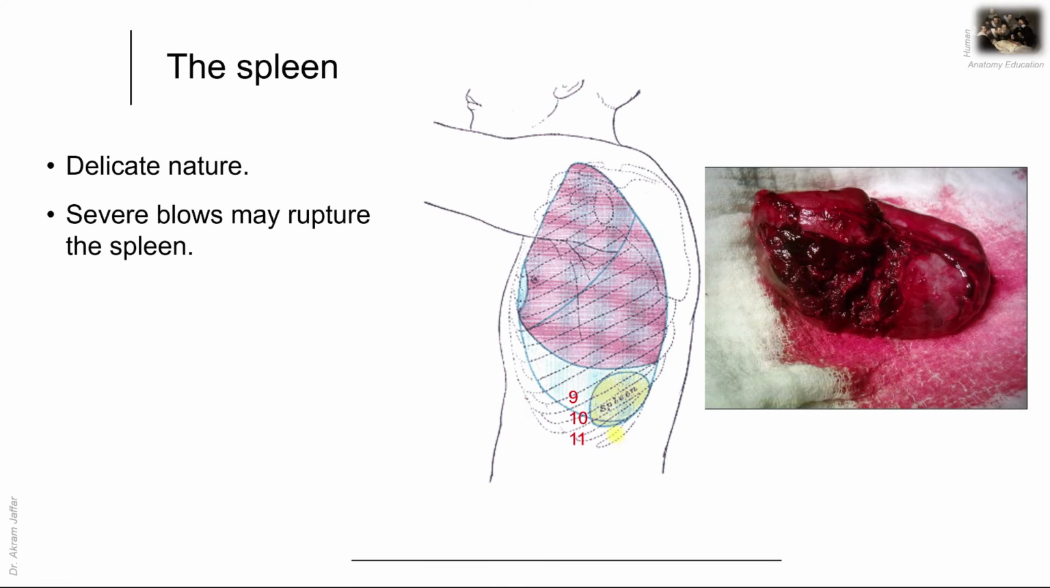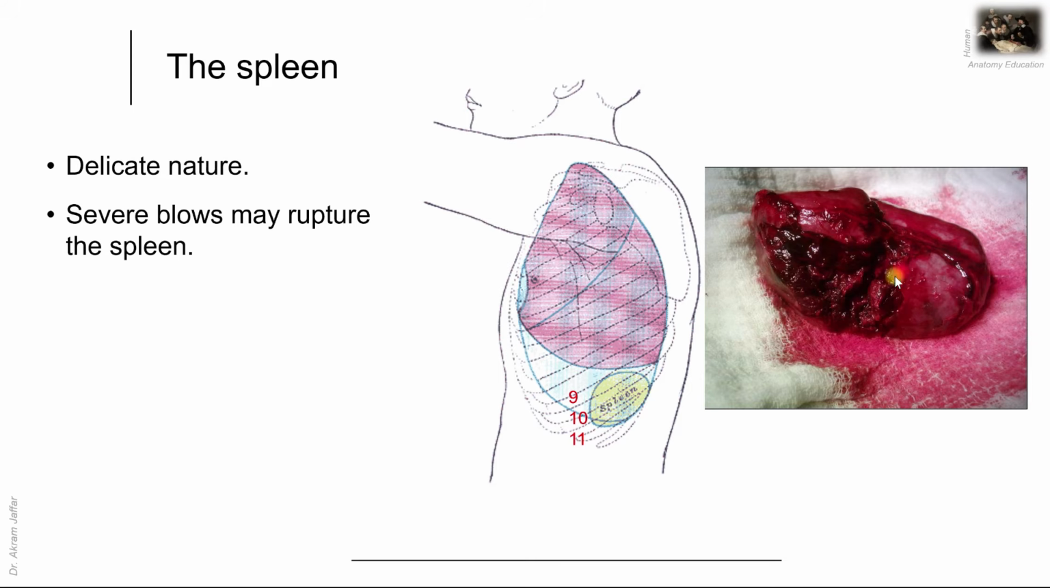Now, the spleen has a delicate nature. Because of its delicate nature, severe blows might cause rupture of the spleen, even if the blow is not direct on the spleen, but it might rupture. The spleen might be injured and rupture, particularly if the overlying ribs are fractured. As you can see here, the spleen is related to the 9th, 10th, and 11th rib. So it is located above the costal margin.